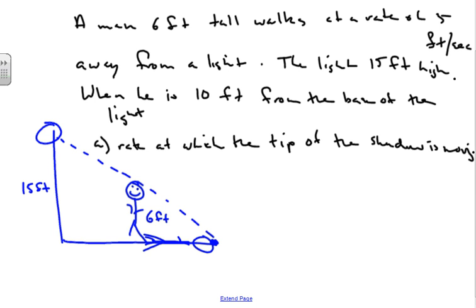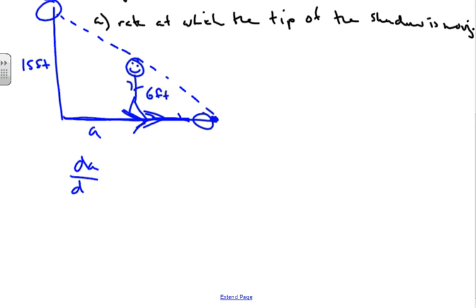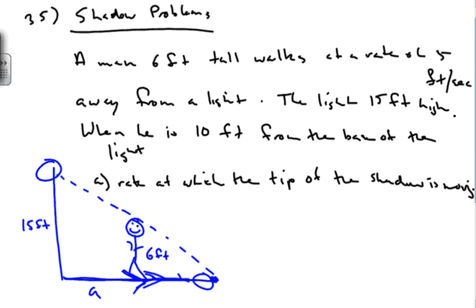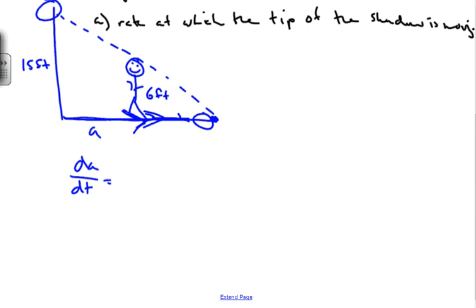Well, when we have this, we're going to have a bunch of different things that are changing. First off, this man is walking away from the light, so he's going this way. As he's moving this way, something is changing. What is changing is this distance right here, we'll call this distance A. This distance is changing, dA/dt, according to time. He is going at 5 feet per second.